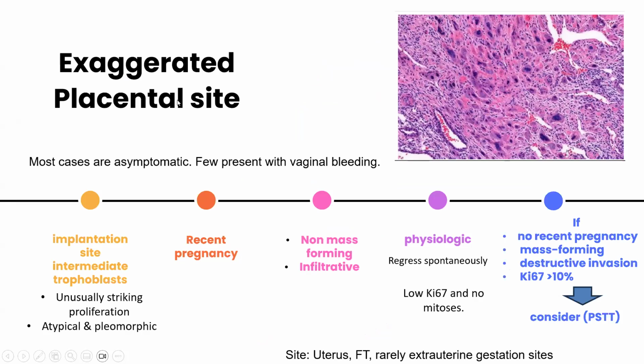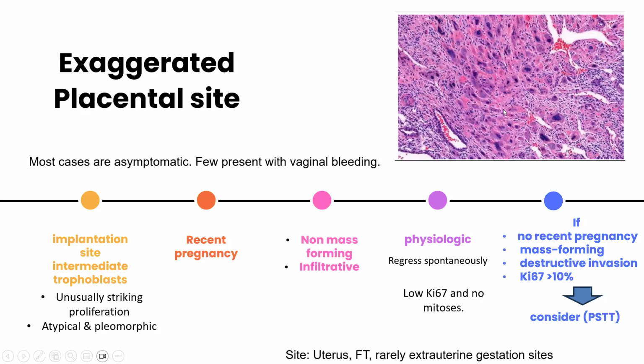The exaggerated placental site is actually a non-mass forming infiltrative lesion, so it's non-mass forming, and this is really important. We consider it as a physiologic process that regresses spontaneously. It's formed of implantation site intermediate trophoblast. The Ki67 is low and there's no mitosis. And as I told you, it is incidental. It might be asymptomatic or with mild vaginal bleeding.